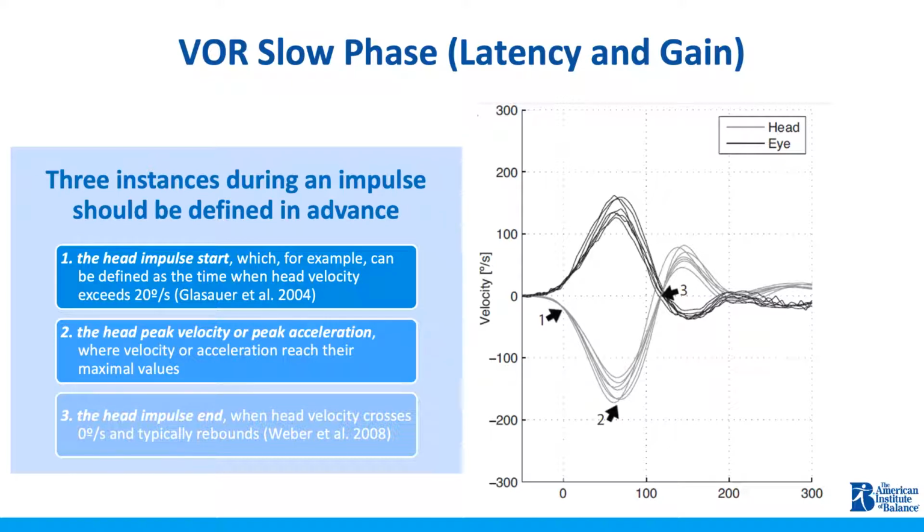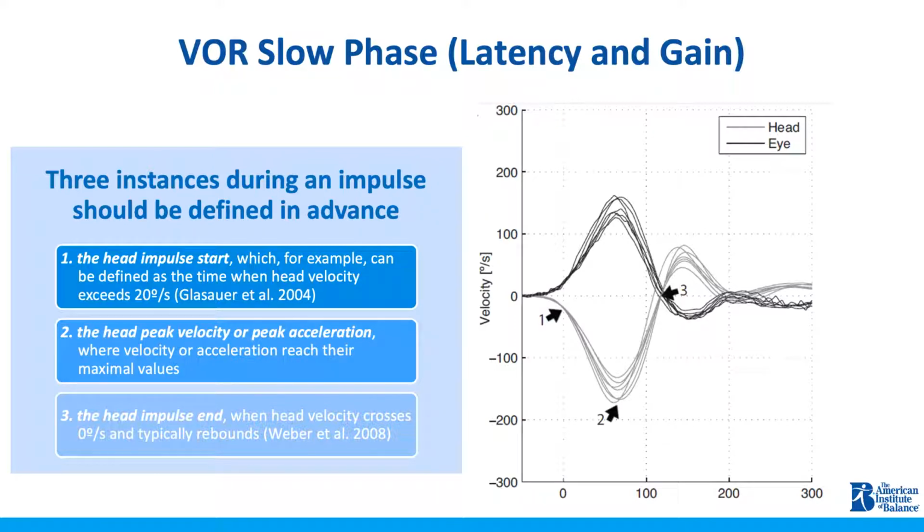Number 1 is the start of the head impulse. Number 2 indicates the peak speed of the head acceleration. And position 3 indicates when the impulse of the head stops. So now we understand the timing and what's being plotted during a video head impulse.